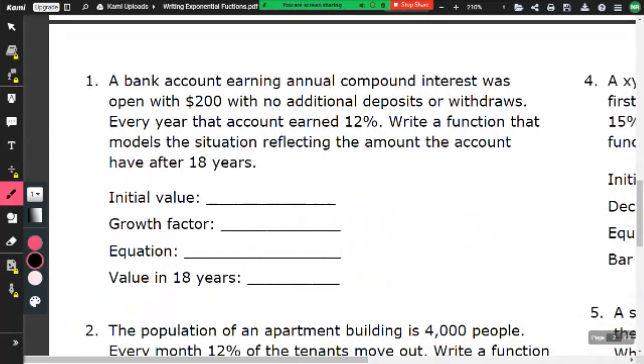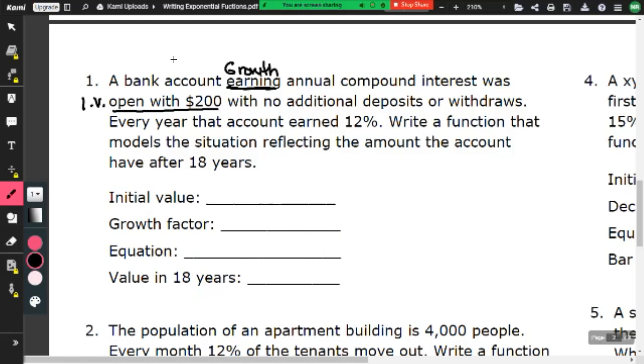First, we're just going to focus on finding the values and creating that equation. We're writing your exponential equation. So it says a bank account is earning. Earning means what? Growth or decay? Growth. We're going to do a lot of underlining, a lot of labeling. Growth, earning an annual compound interest. Bank account earning annual compound interest was opened with $200. We opened with $200. So what is that going to represent? Your initial value. If that's the opening, that's the beginning.